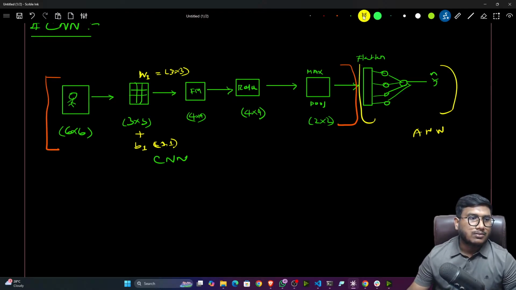Now this is the feature map, so this is not the weight. This is the ReLU. This is not the weight, because at the end this is the activation function only. Then max pooling, again this is not the weight. It won't be updated.